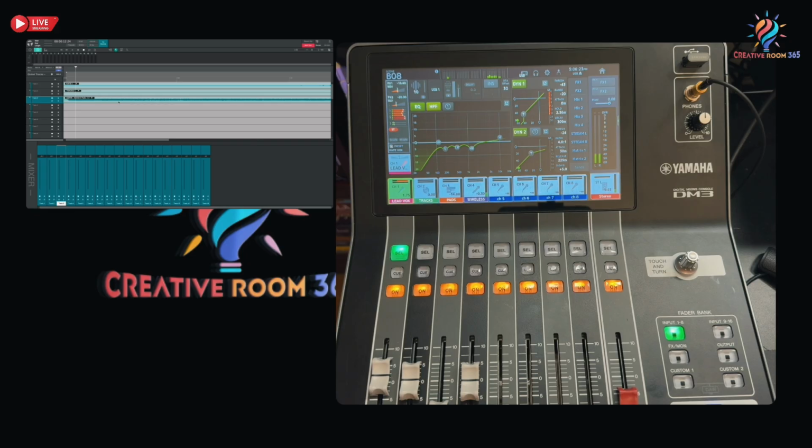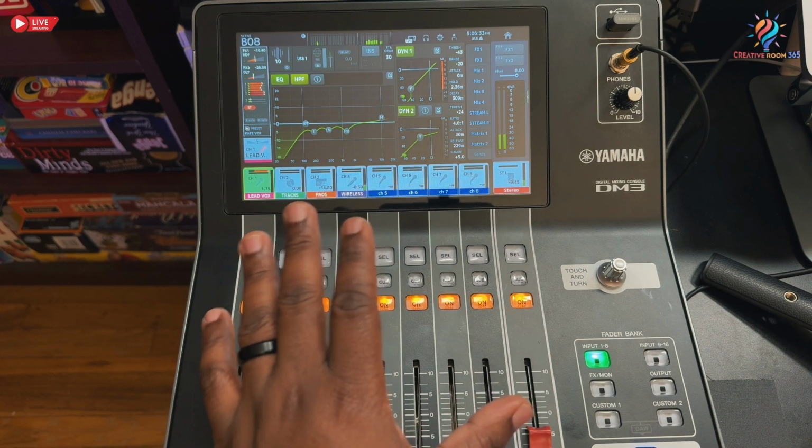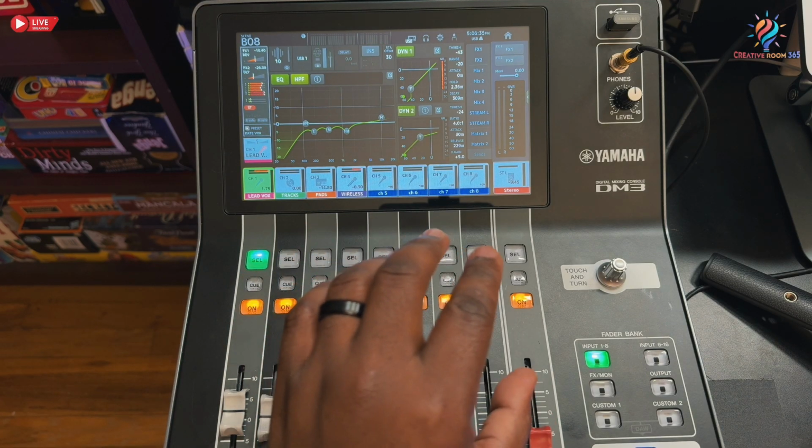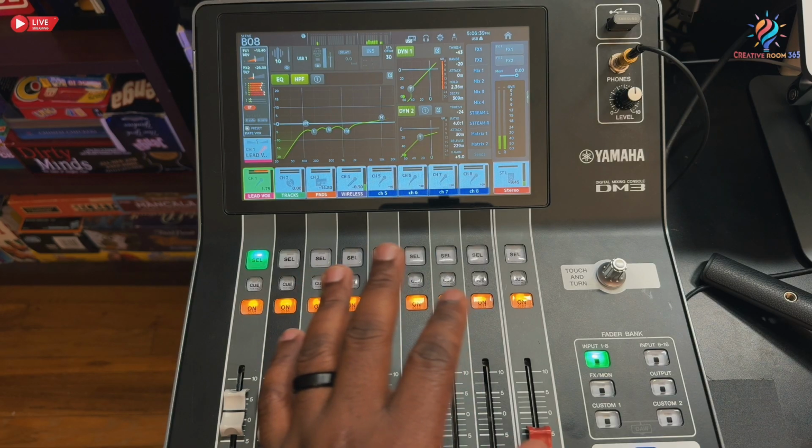But this is how I do my live stream, and this is how I do my EQ for the lead vocal on the Yamaha DM3. This is exactly how it works. It's the same math, guys, just a different room, but it's always the same math.